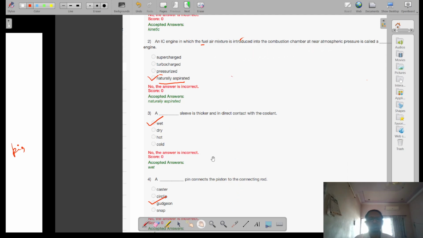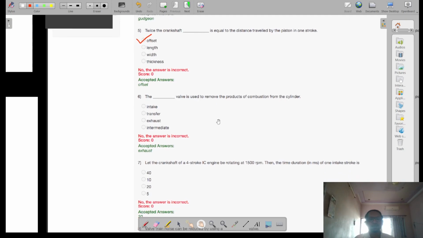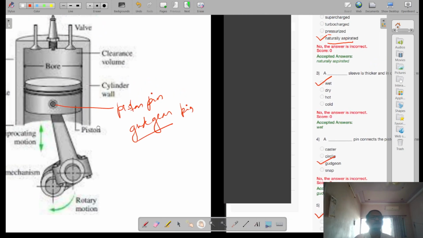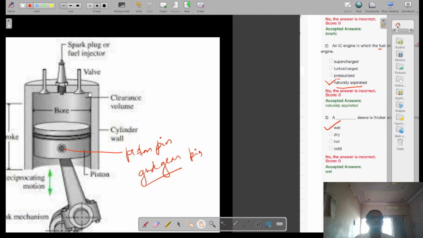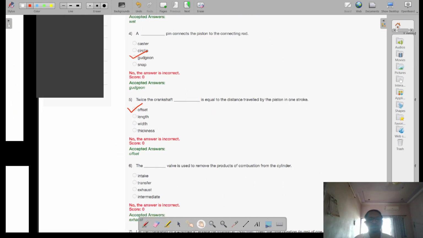Okay. So we move to the next question now. The dash valve is used to remove the products of combustion from the cylinder. So which is the valve? I already told you that we have got two valves: the intake valve and the exhaust valve. The intake valve is used to take the air-fuel mixture inside the cylinder. In an SI engine it is air-fuel mixture, in a CI engine only air is taken in, and through the exhaust valve you are moving the exhaust gases out. So your answer here should be the exhaust valve.